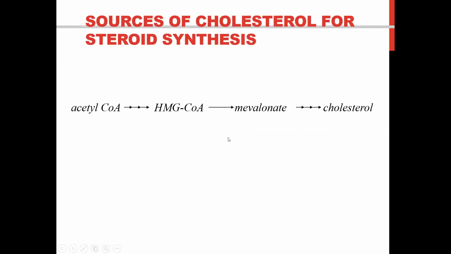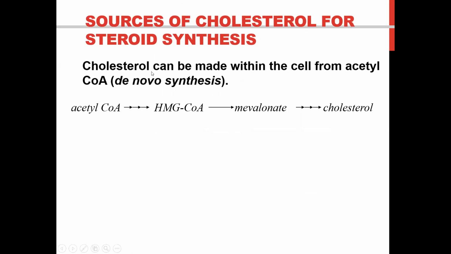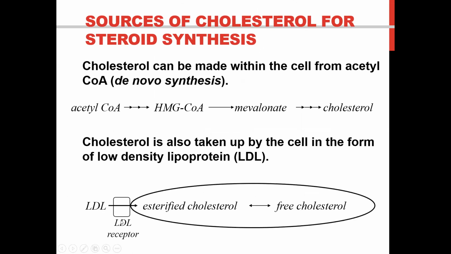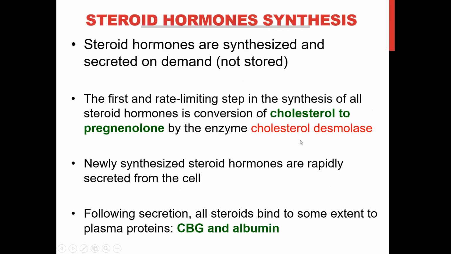So let's recap. Cholesterol can be made within the cell from acetyl coenzyme A, which is part of your de novo synthesis, and also can be taken up by the cell in the form of LDL. The LDL will bind to the receptor to be taken inside the cell to make your free cholesterol. So these are the sources for your cholesterol.